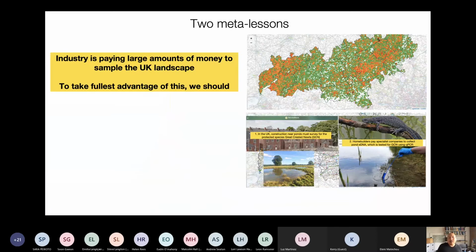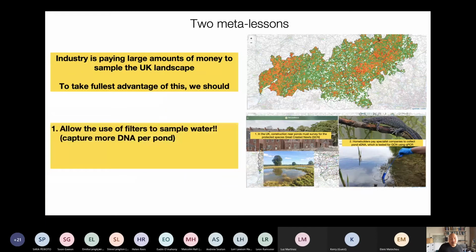Naomi was saying that you're moving to metabarcoding. I am absolutely in favor of this. And she also said that you're using filters to sample water rather than ethanol, and I'm absolutely in favor of this. I think we captured fewer species than we could have because there was just less DNA in every sample if you use ethanol. So use filters.